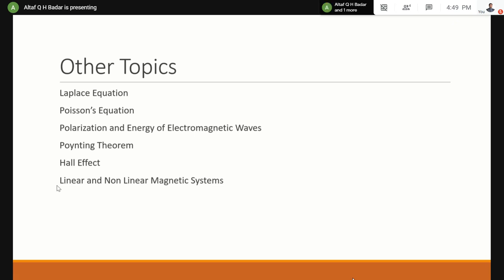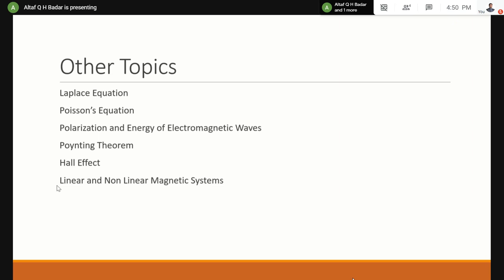Then there is polarization and energy of electromagnetic waves. Actually, these are the topics from where you start the application of EMF. Okay. And then you have got Poynting theorem, and you have got Hall effect. Hall effect again comes up as an extension for Lorentz force. If you study Lorentz force and then move ahead, you get Hall effect.